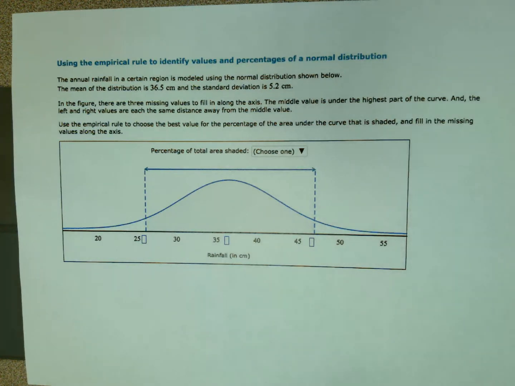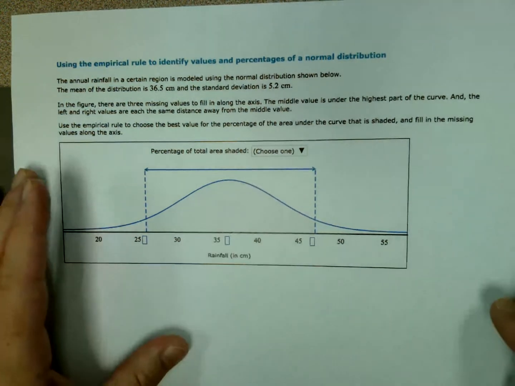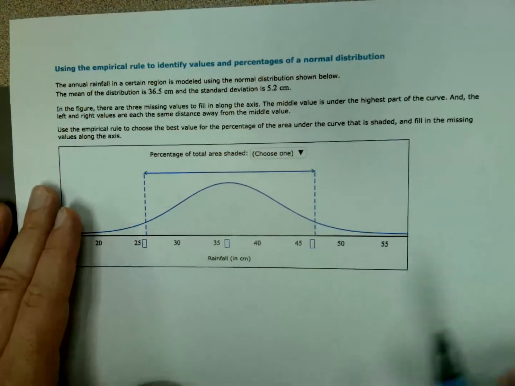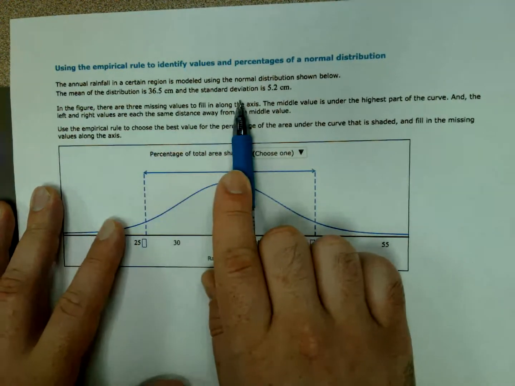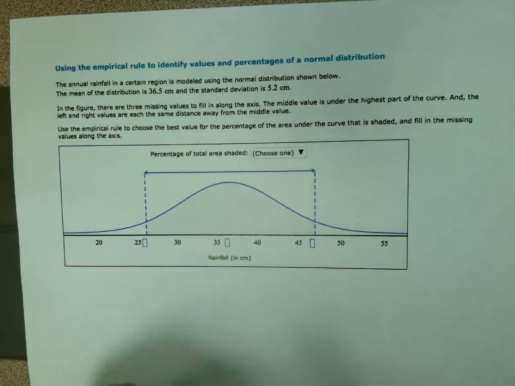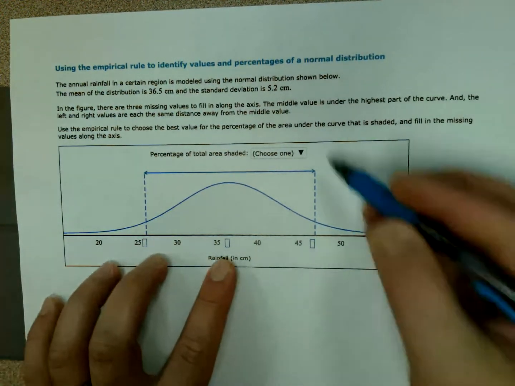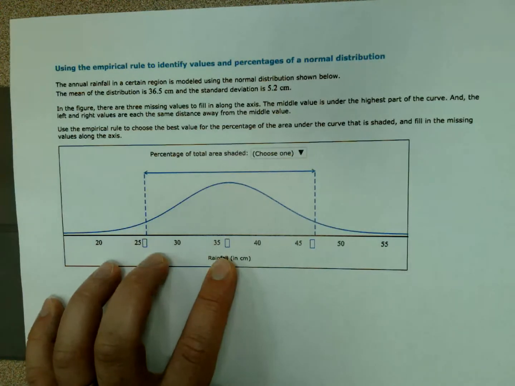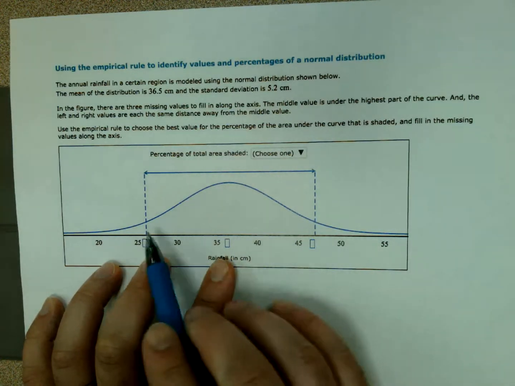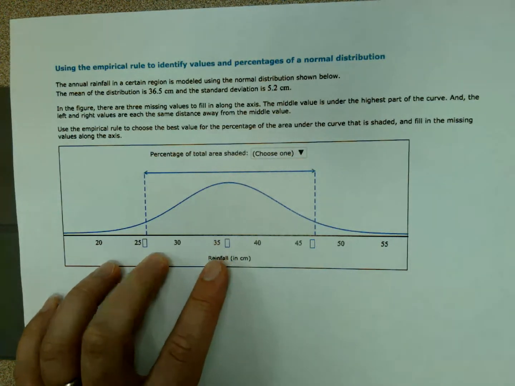Today we're looking at the ALEX topic using the empirical rule to identify values and percentages of a normal distribution. They're giving us the two main parts of our normal curve, the mean and the standard deviation, and we're just trying to interpret those numbers today. You're going to fill in three numbers at the bottom, and then at the end, choose the percentage of total area shaded, the total area between those two lines.